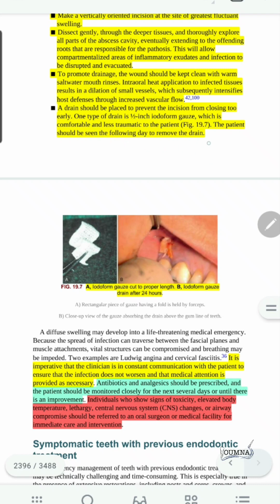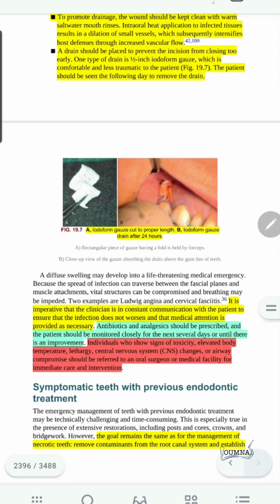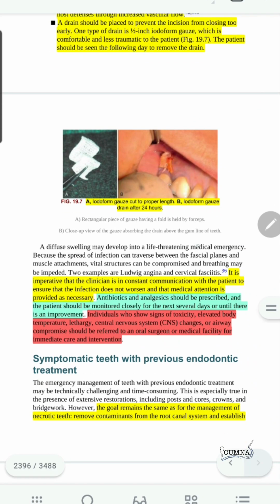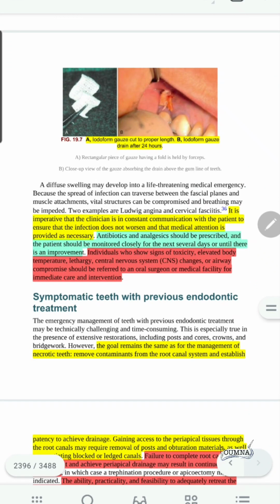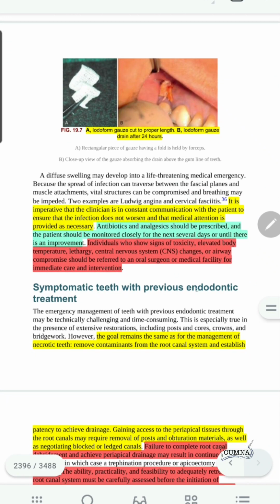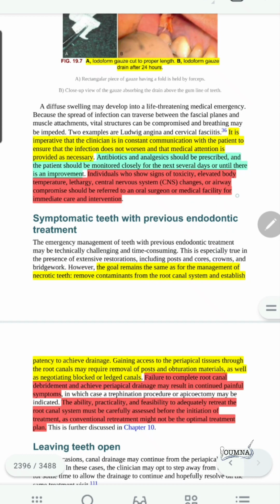And the patient should come back after 24 hours for removal of the drain, and to recognize if there is any improvement in the situation and the degree of the symptoms. If you find that the symptoms have increased and there is an elevated body temperature, central nervous system changes, and airway compromise, then the patient should be referred to an oral surgeon at a medical facility for immediate care and intervention.